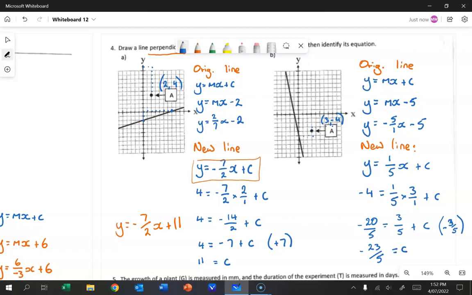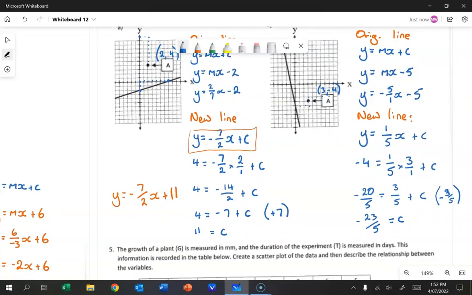Once you've managed to work out that c is -23/5, you go back to the equation that you're building here. You go y equals 1/5 of x minus 23/5. And this one's been answered as well.